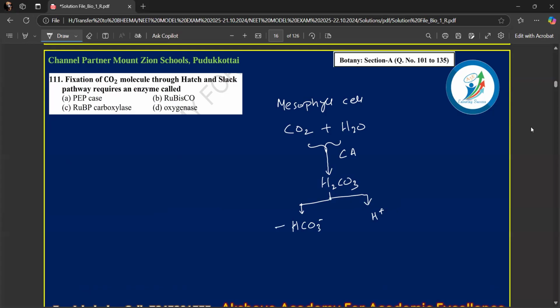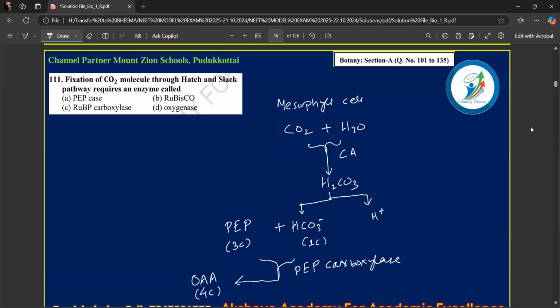Now they react with phosphoenol pyruvate. Here you see there's 1 carbon, and here there are 3 carbons. They do this by the enzyme phosphoenol pyruvate carboxylase. And as a result, we get oxaloacetic acid, which is a 4 carbon compound.